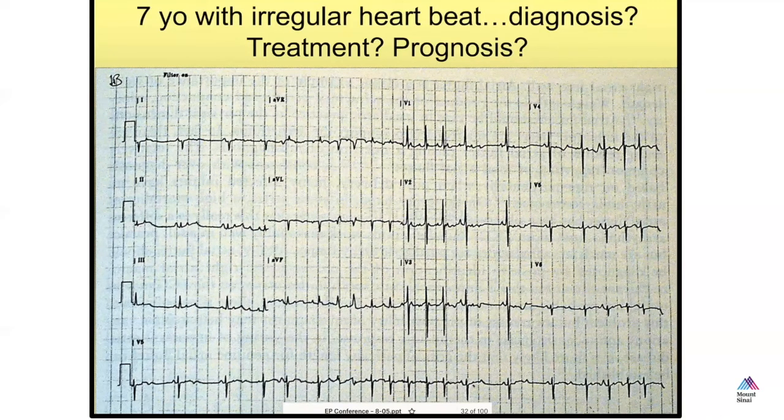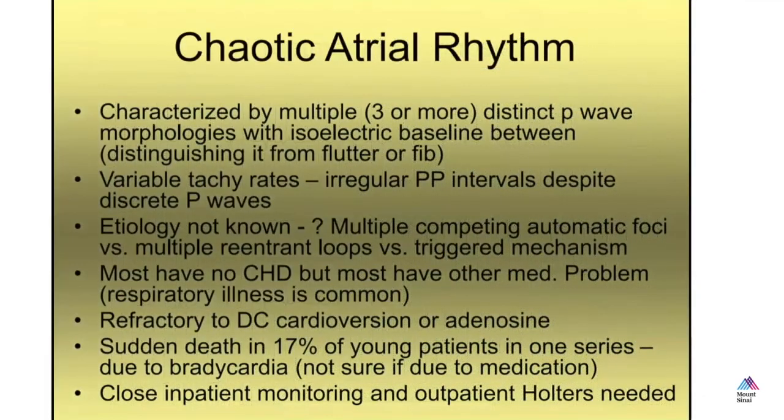I'm not sure if I call it SVT. Well, it's a form of SVT, but really the proper term for this is a chaotic atrial rhythm. Sometimes in the adult literature, they would call this multifocal atrial tachycardia, but in pediatrics, we refer to this as chaotic atrial rhythm. And that is a rhythm characterized by multiple, typically 3 or more, distinct P wave morphologies with an isoelectric baseline.